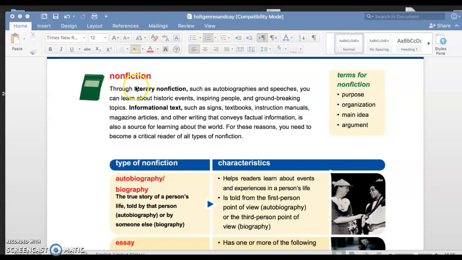So we have some of our bolded words. We have literary nonfiction. Those are autobiographies and speeches. Okay, we learn about historical events and inspiring people and groundbreaking topics. We have informational text. All those things are signs, textbooks, instruction manuals, magazine articles, and other writings that convey factual information.